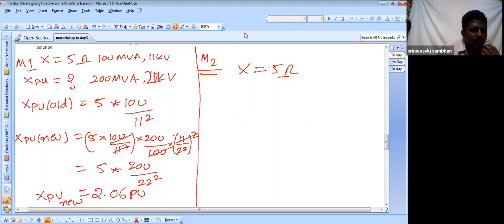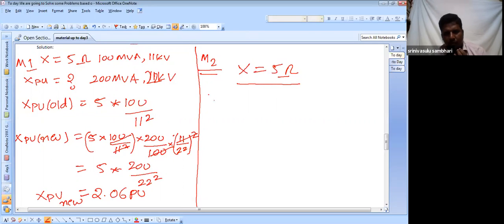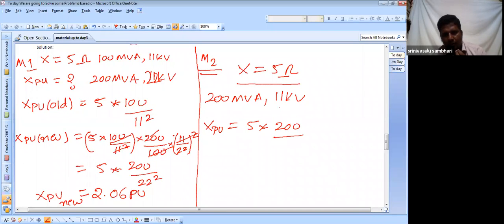Now this is clear. I know the actual value is 5 ohms. Simply for 200 MVA and 22 kV, what is the X per unit being asked? Simply substitute into the first formula we derived: X per unit equals actual value, which is 5, times base MVA, which is 200, by base kV square. Base kV is how much? This is 22.